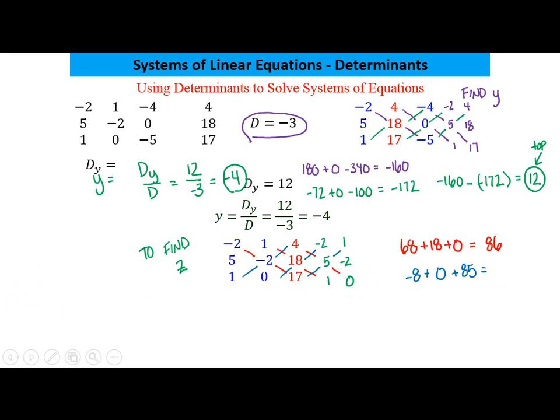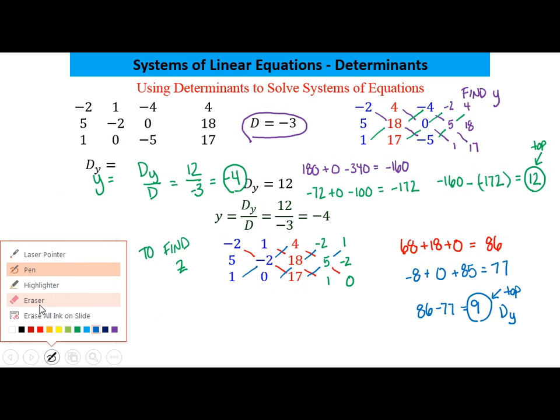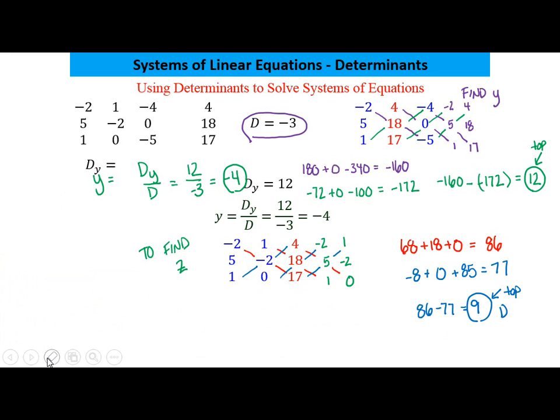Okay. All right, now this is negative 8. It's 77. Plus 85, which is 77. All right, finally, let's subtract these two numbers, which is 9. Remember that this is my top because this is my dz. So that's going to be 9 over negative 3. So my answer for z is negative 3.